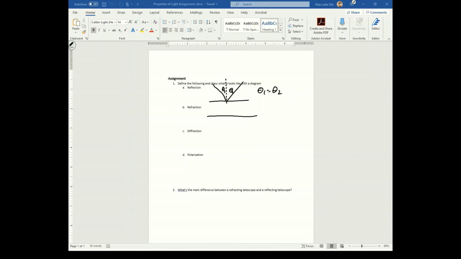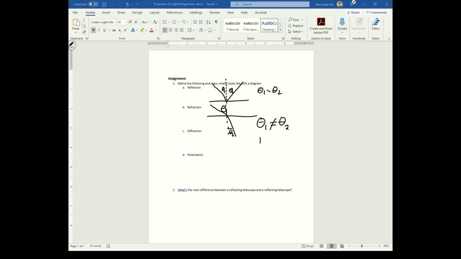Refraction is when a light beam, here's the normal line, comes in and then enters a new medium, and this angle here and this angle here, so this is 1 and 2. Angle 1 does not equal angle 2. That's what refraction is. So light comes in, goes into a new medium, and it bends as it goes into the new medium.